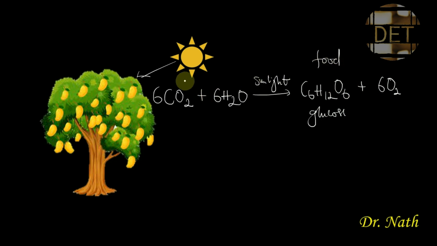So photosynthesis is the process whereby green parts of plants manufacture their food, which is this glucose, from simple inorganic substances. And what are the simple inorganic substances? Carbon dioxide and water. So carbon dioxide and water are the inorganic substances.